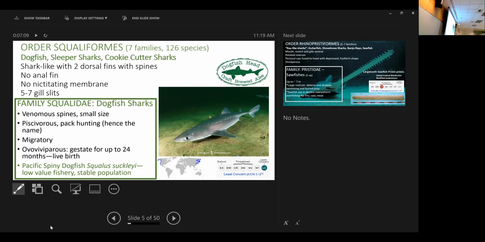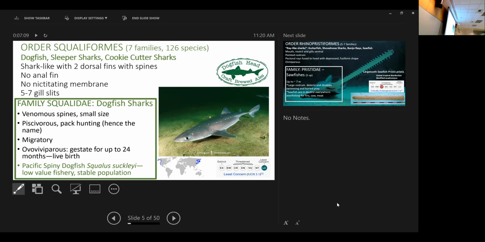A typical family for this group, there are 7 families, but a typical family are the dogfish sharks, the squalids. These guys have venomous spines. They tend to be pretty small, and they're piscivorous. They hunt in packs. At least in the early accounts of these, people said they were like dog packs, hunting collectively up on the shallows. And so they got the name dogfish or dogfish sharks. They're migratory species, and they're ovoviviparous. They gestate up to 2 years before they give live birth.